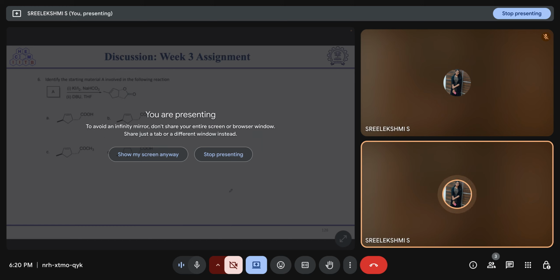Now, the next question is, identify the starting material A involved in the following reaction. So this starting material upon treatment with KI, iodine, sodium bicarbonate in the first step, and then DBU, THF condition, we will be getting this lactone with an alkene. So which will be the corresponding starting material we would have to start with?